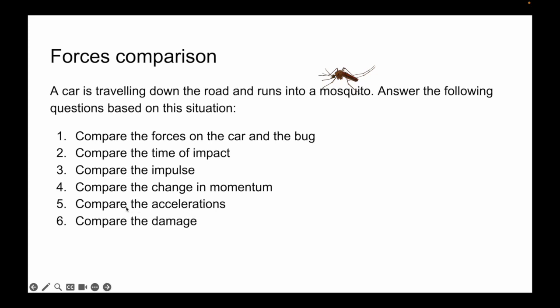The acceleration, the bug is going to have a larger one, as the idea is that it has a positive acceleration and then it has a negative acceleration. So the car is going to continue moving in the same direction it's going, and it is going to slow down a little bit, but the mosquito is going to have quite a large change in acceleration. What about the damage? Well, the damage in this case is going to be on the bug, or should I say the damage is going to be the bug on the car.